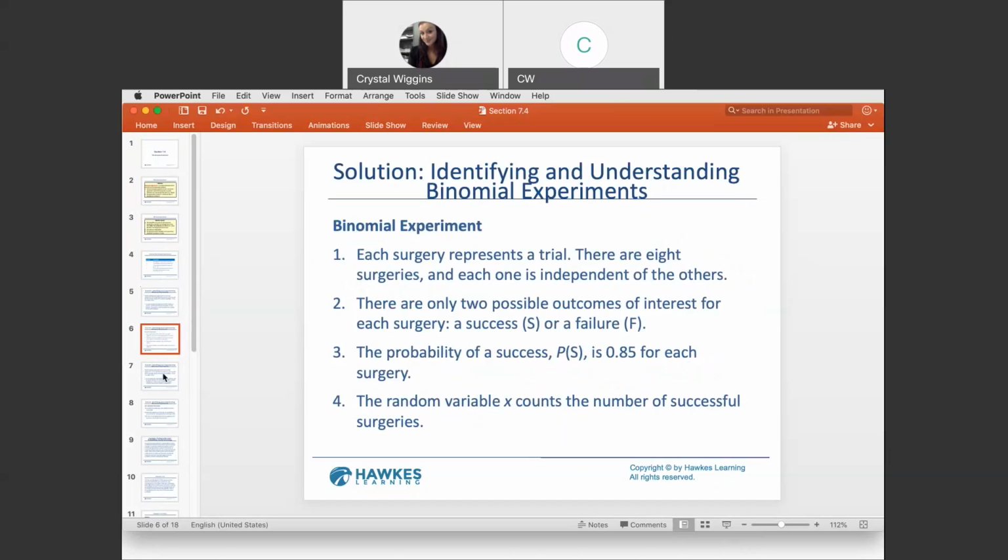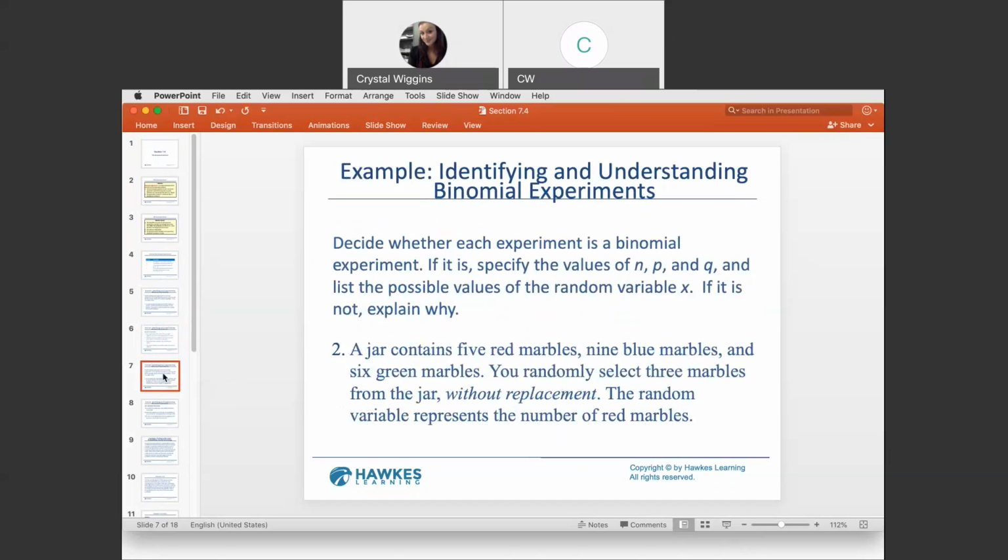Let's take a look at another example. A jar contains 5 red marbles, 9 blue marbles, and 6 green marbles. You randomly select 3 marbles from the jar without replacing, which means I select the first one and it does not get replaced back in when I go to select the second one. The random variable represents the number of red marbles.